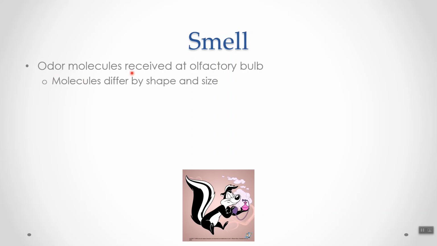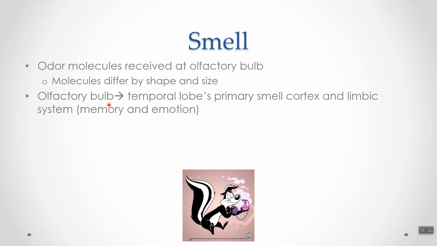Okay, so you've got these odor molecules. They're received at the olfactory bulb, so your air travels through the air, at least in humans, inside your nose, where your receptors on the olfactory bulb are waiting for them, and then they get transmitted from your olfactory bulb to your temporal lobe's primary smell cortex, and it goes to the limbic system. Okay, remember, smell is the only sense that is directly hardwired to our cortex, to our limbic system. It bypasses the thalamus. Our thalamus is part of the limbic system, but it doesn't go through it. It doesn't get filtered in that kind of way.